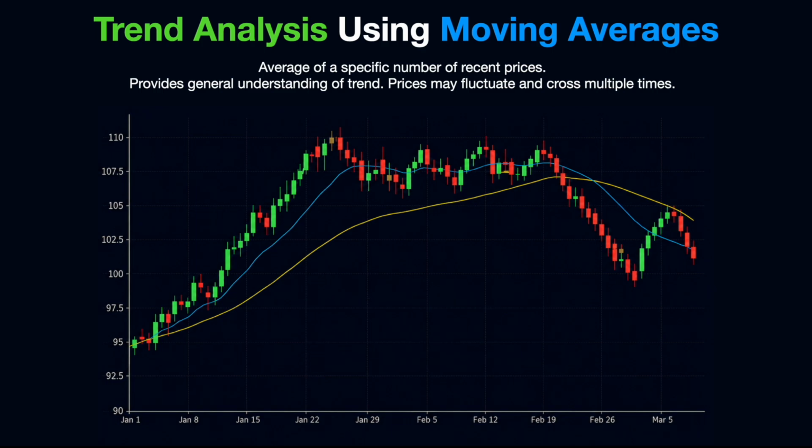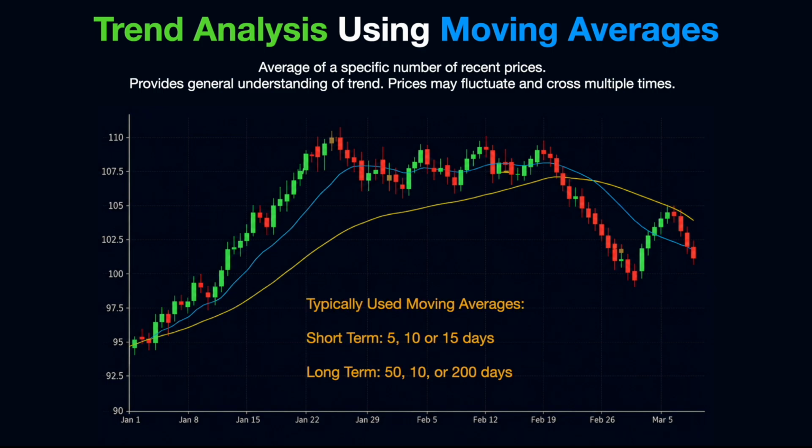simple moving average. To use moving averages on a stock chart, it is usually helpful to add 2 or more moving averages. Some investors add a short-term moving average with a duration such as 5 days, 10 days, or 15 days, and a longer-term moving average with a duration such as 50 days, 100 days, or 200 days. This helps us see the short-term trend and the longer-term trend on the same chart. But please note that moving averages are not perfect. Prices can still move above and below the lines many times, so they should be used as a general guide, not as a guaranteed signal.